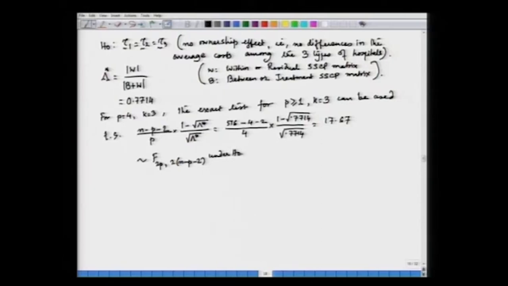So, I have to compare this with F with 2p, which is 8, and the second degrees of freedom turns out to be quite high because n is 516, so this is 1020. Now, you will hardly have any table where this has been tabulated. What we do is use the approximation by the central chi-square distribution with 2 times p, that is 8, degrees of freedom, divided by 2p. So this is chi-square with 8 degrees of freedom, getting divided by 8.